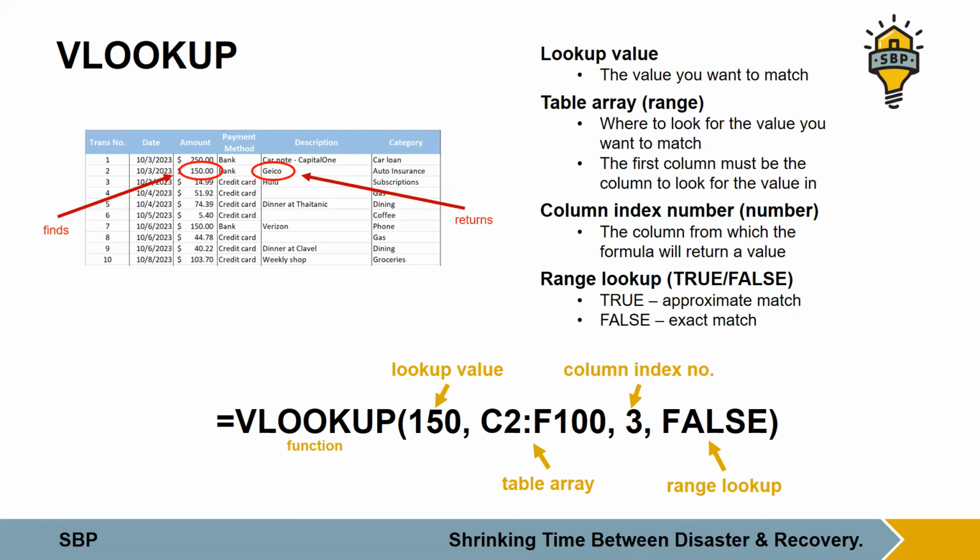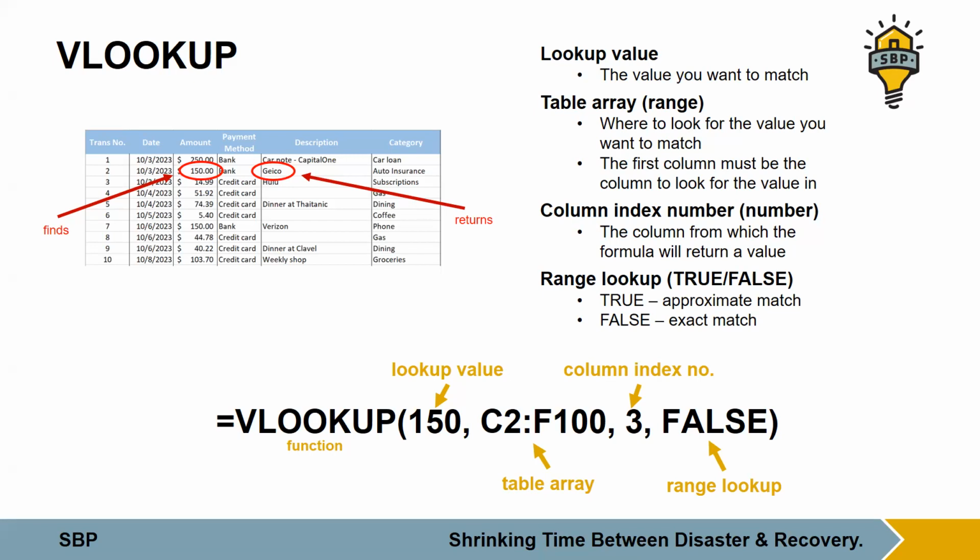And then the column index number is the column from where you want the data returned. So if I typed 3, that would give me the 3rd column in my range. And also, oh, I skipped, but when you're looking at the value, the first column in the range has to be the column that the value you're looking for is in. So it couldn't be that I specify B2 to F100 and then try to look for 150, because that's not going to be in column B. That's all dates. So I have to start on C2.